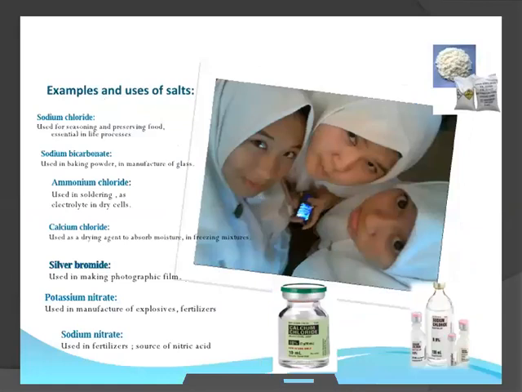Sodium chloride also is used for seasoning and preserving food, and it is essential for life processes. Sodium bicarbonate is used in baking powder and in manufacturing of glass. Ammonium chloride is used in soldering as an electrolyte in dry cells. Calcium chloride is used as a drying agent to absorb moisture and in freezing mixtures. Silver bromide in making photographic film.